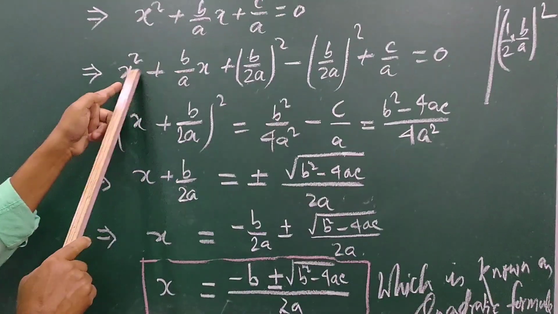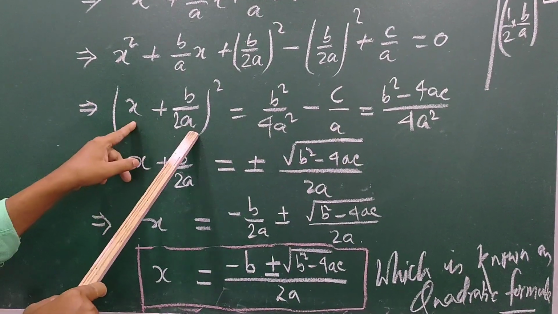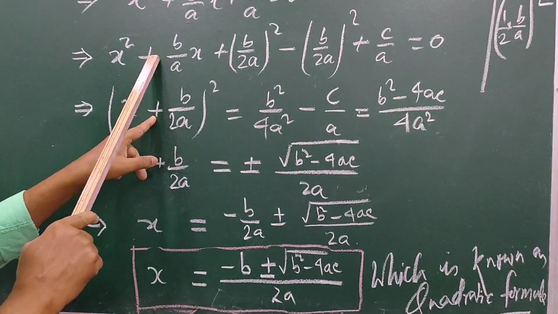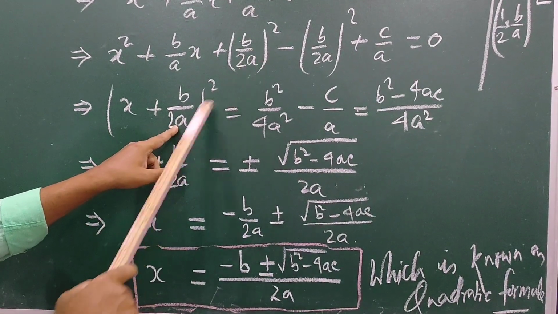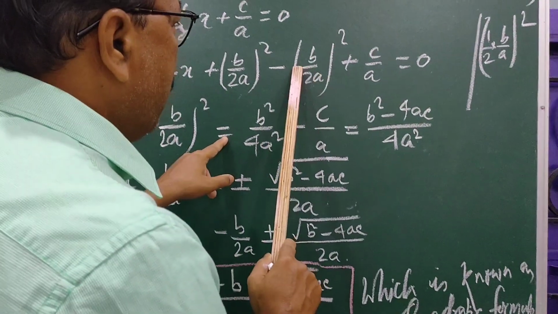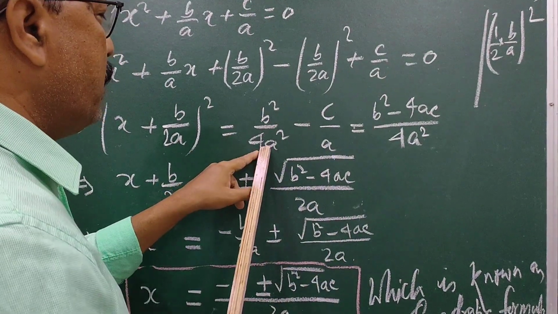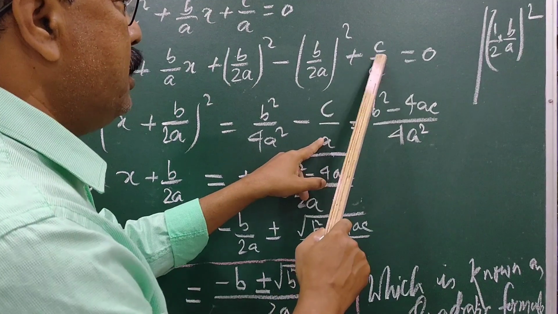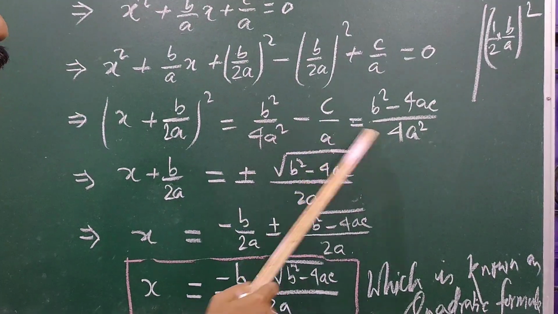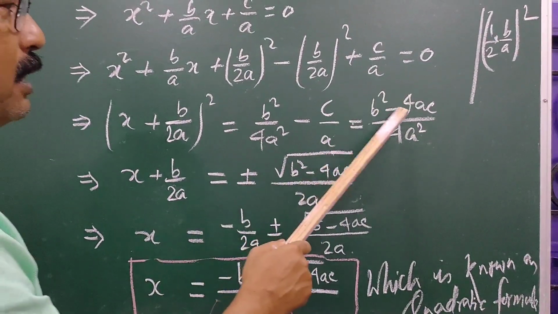In this context, these three terms make a perfect square, which is a binomial: x plus b by 2a whole square equals, taking the other two terms to the right side, b square by 4a square minus c upon a. On taking the LCM, we get 4a square, and here we have b square minus 4ac.